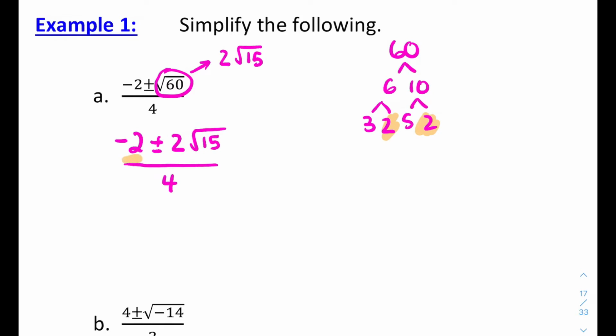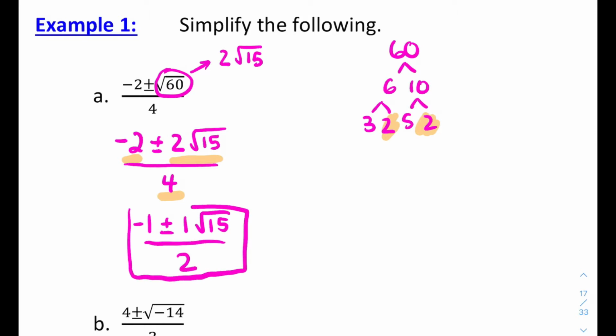terms are all divisible by 2. So I'm going to reduce this by dividing out a common factor of 2 and get negative 1 plus or minus 1 square root 15 all over 2. You don't have to write the 1 next to the square root 15 if you do not want to. Also notice that 2 square root 15 is a single term, and we divided by 2 by dividing 2 by 2. So it's still square root of 15.